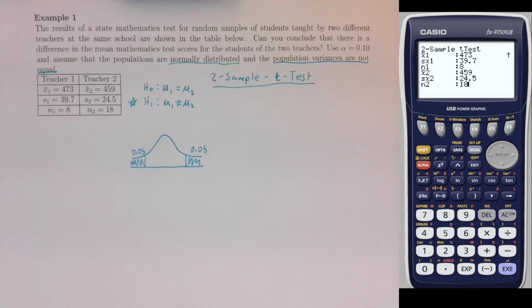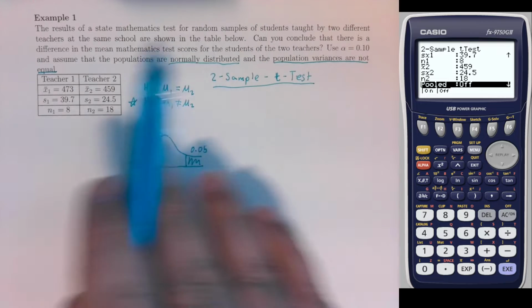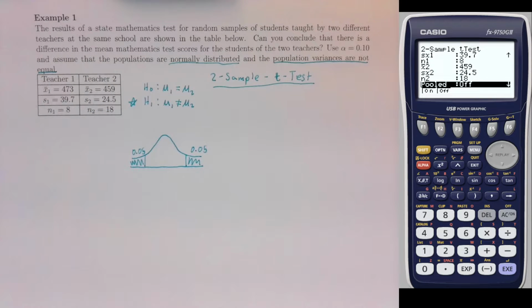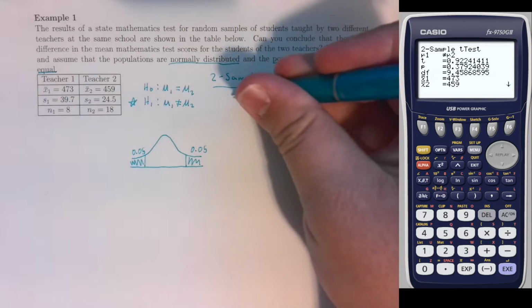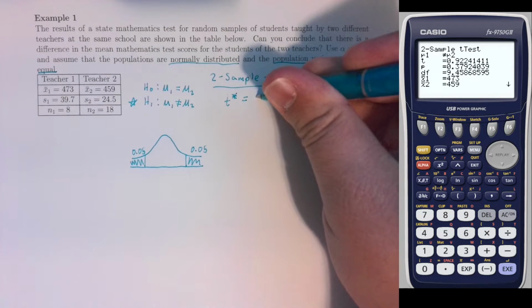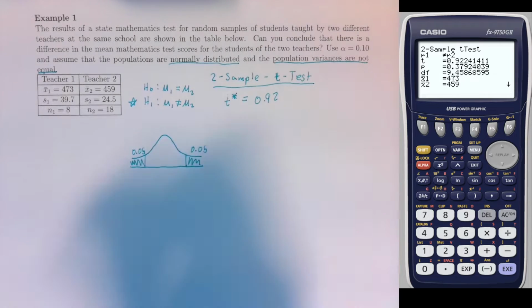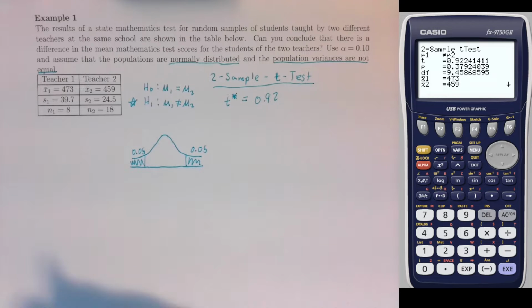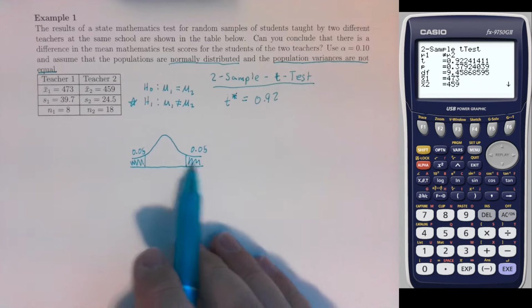And N2 is 18. As I mentioned in class, we're going to leave pooled as off or false, depending on your calculator, for this class. And we know it's not pooled because we're assuming the populations are not equal. And we get a t-test statistic of 0.92. Now, instead of reading off the p-value, I am going to find the critical values.